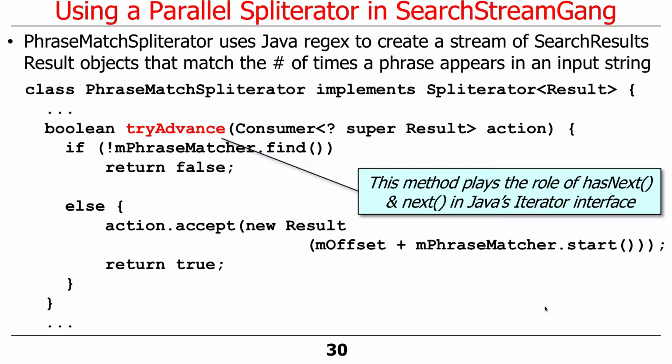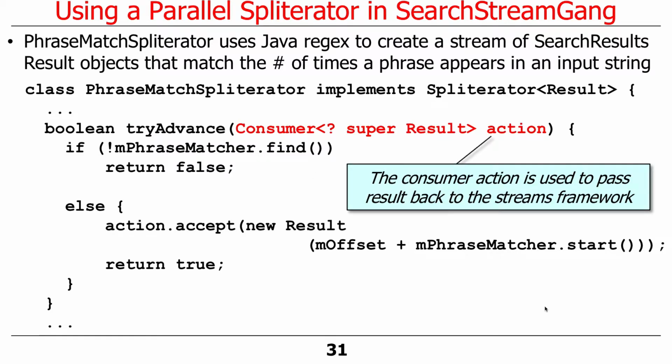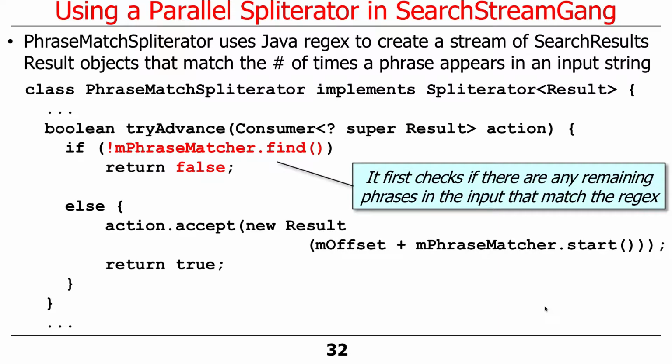Here's try advance. So remember, this is used by the streams framework to iterate through the results. We take an action, which is going to be used to pass the results back to the stream framework. We use the find method on the phrase matcher in order to see, does this phrase occur in the input string anymore or at all? And if it doesn't occur, or we've already found all the occurrences, then it returns false, which tells the streams framework, stop processing this thing, you're done.